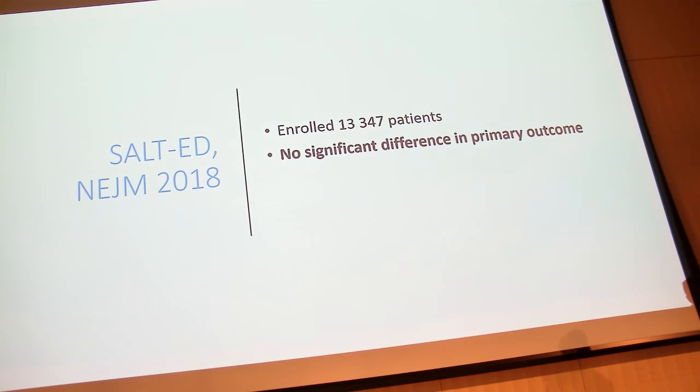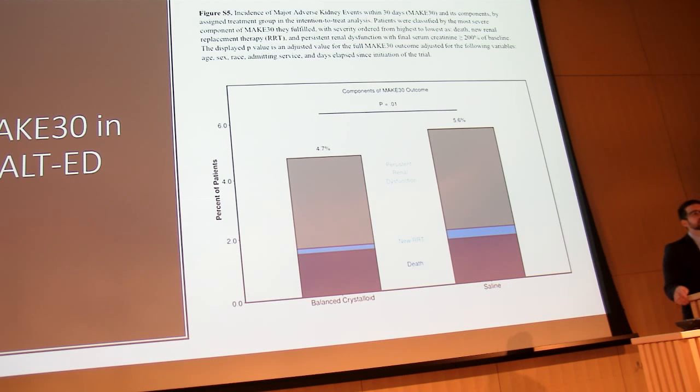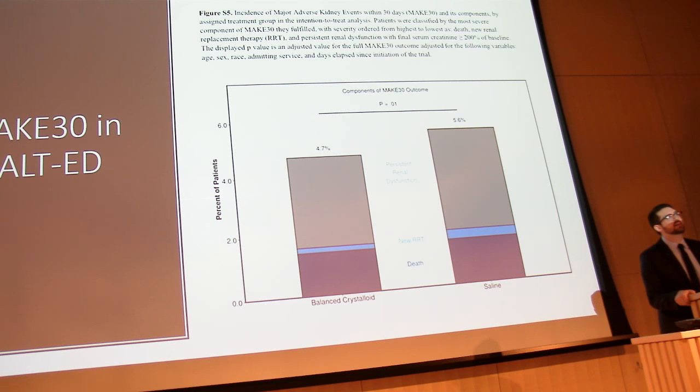And they enrolled 13,347 patients, and they did not find a significant difference in terms of their primary outcome. There are going to be some strengths that we're going to go over with regards to this trial, but no difference in primary outcome. And then in terms of their secondary outcome, which was their MAKE30, as you can see on this graph, there was a significant difference. 5.6% MAKE30 in the saline group, 4.7% in the balanced crystalloid group. And again, similar to the last trial, none of those subcomponents were statistically significant.